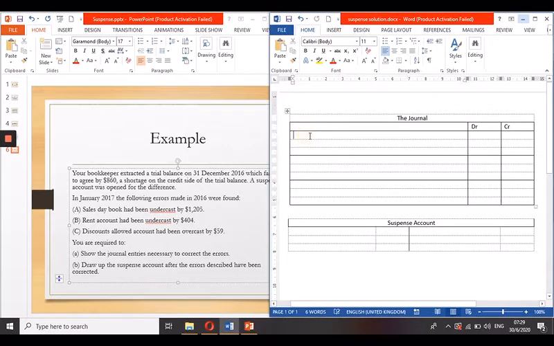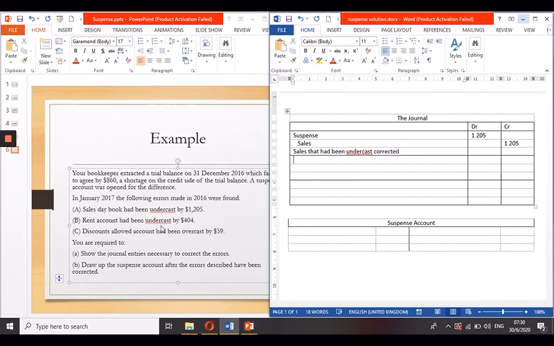So this is how we post it. We debit suspense. So we'll start with suspense. Suspense is debit side. That is how we post in the journal. We start with the debit entry 1,205. Then we credit sales with 1,205. Then we write our narration: sales that had been undercast corrected. Then we proceed to the next error.